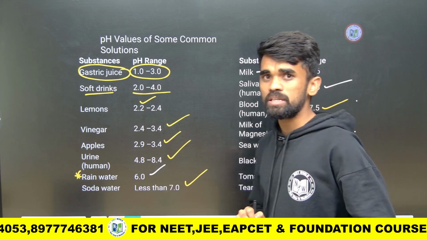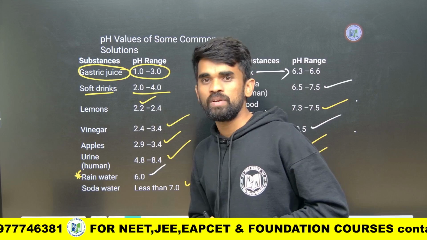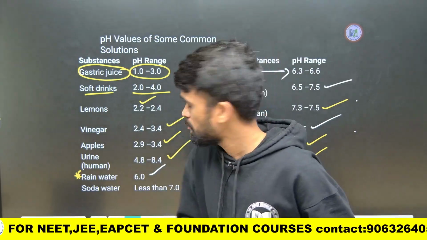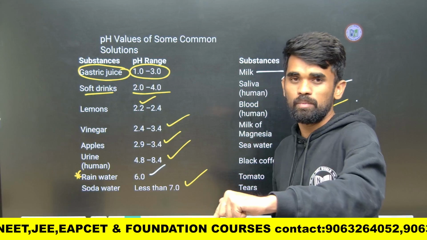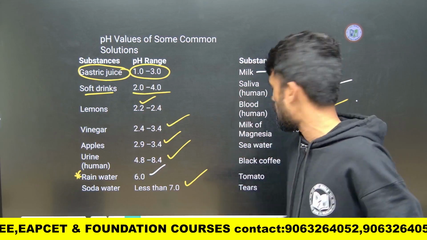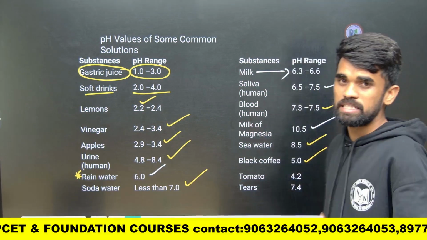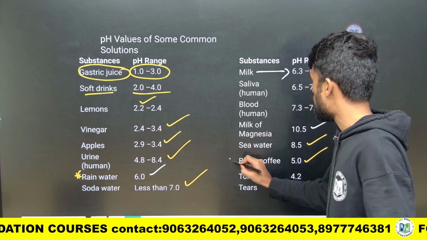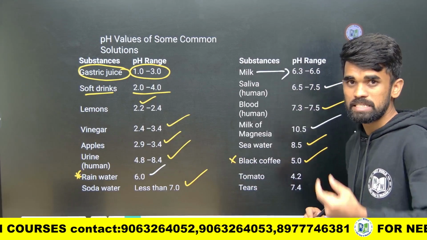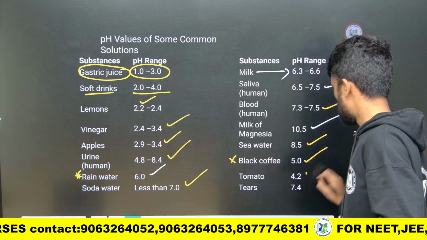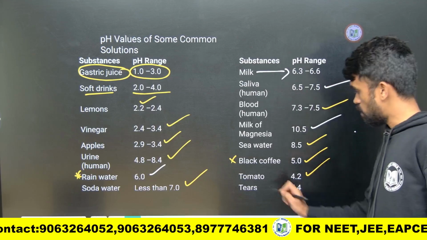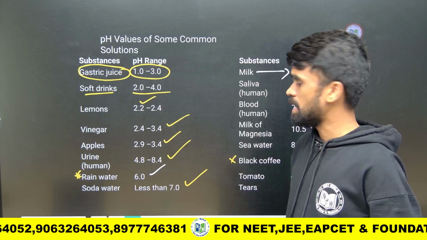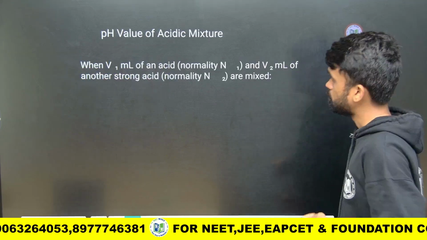So that's why doctors recommend not to take coffee or tea if a person is suffering with acidity, because it is already acidic in the body, and if we take these acidic solutions, it makes it more acidic, so the person suffers more. That's why it is not recommended. Next, tomato, 4.2, and eye tears have a slightly alkaline 7.4, okay.